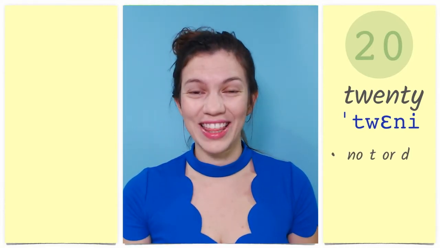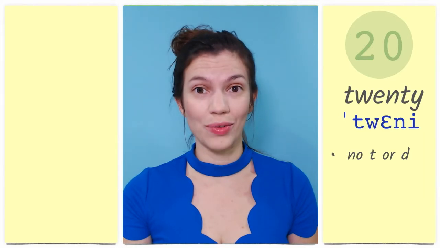Well, 20 does not follow the pattern that all the other 10 multiples do. Instead, the T gets skipped, so it sounds like this. 20. Now in the IPA, you will still see that T, but I took it out to make it simpler. So again, there's no T or D sound.